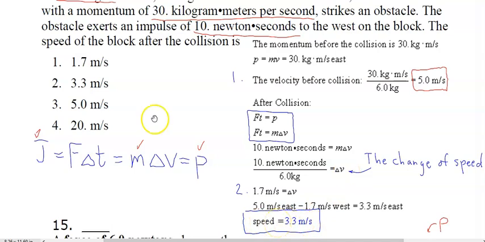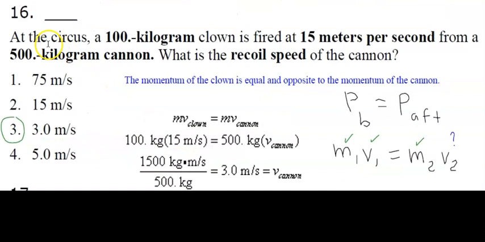Alright, let's take a look at another one. Here in problem 16, we have the classic circus cannon. At the circus, a 100 kilogram clown is fired at 15 meters per second from a 500 kilogram cannon. What is the recoil speed of the cannon? What we have here is an elastic collision. So if we were to solve this problem, we have a two-body problem, a person and a cannon. That's mass 1 and that's mass 2. Each one of these masses is at rest before the explosion.